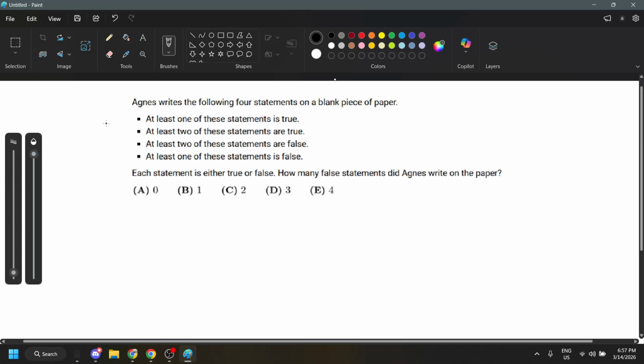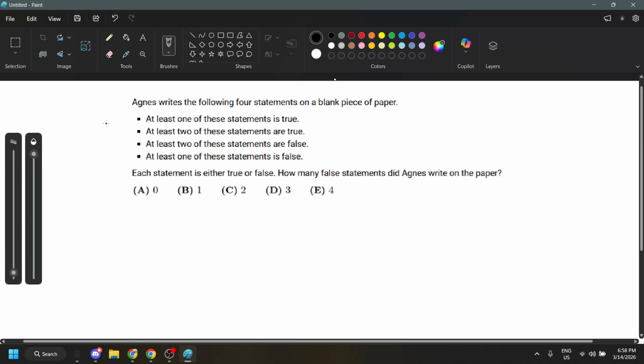Engs writes the following 4 statements on a blank piece of paper. Glad that they specified it was blank. At least one of these 2 statements is true. Oh my gosh, I don't like this already. At least 2 of these statements are true. At least 2 of these statements are false. At least one of these statements is false. Okay.